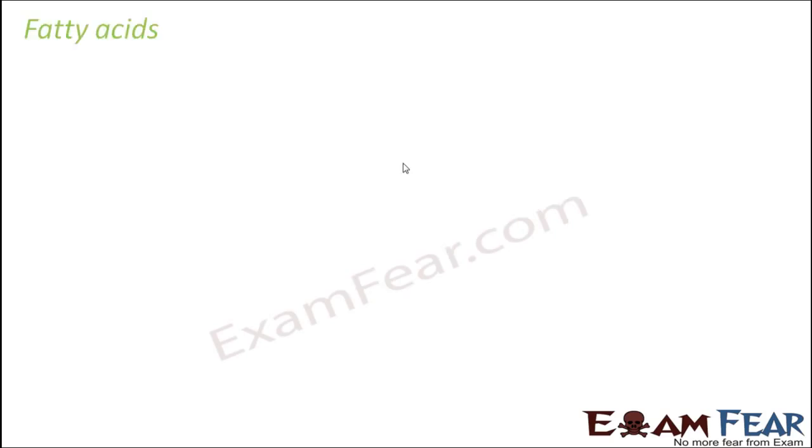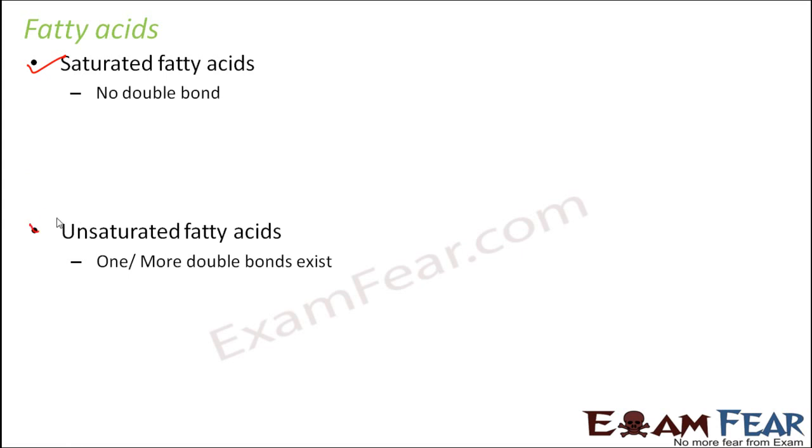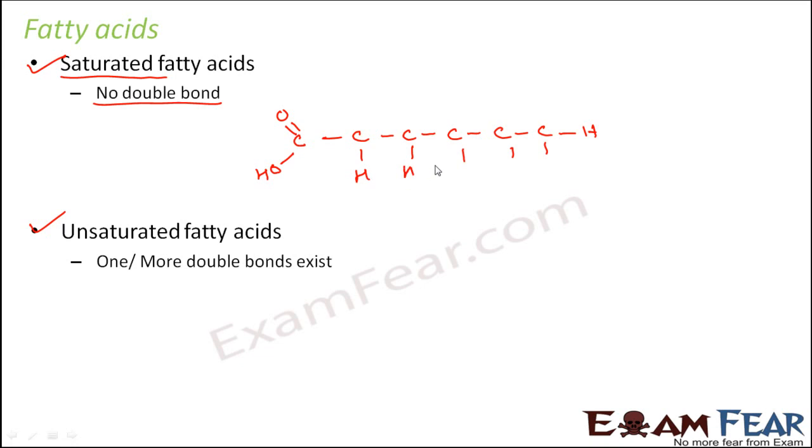So let us now talk about the fatty acids in a little more detail. There are two types of fatty acids. One is saturated fatty acid and the other one is an unsaturated fatty acid. Saturated fatty acids are those fatty acids which do not have a double bond. So the example which I mentioned before, if you consider this example, this is a saturated fatty acid.